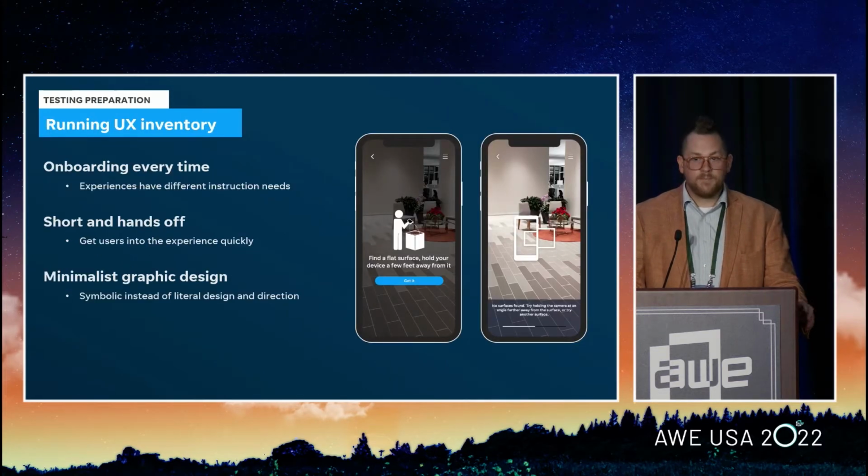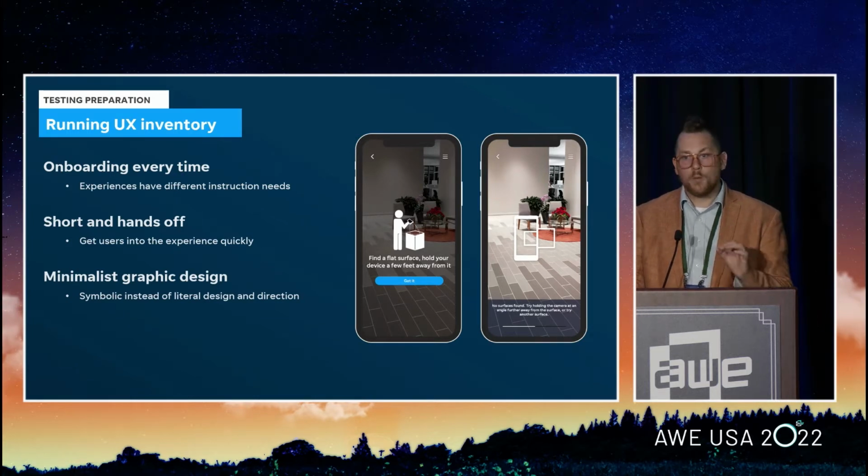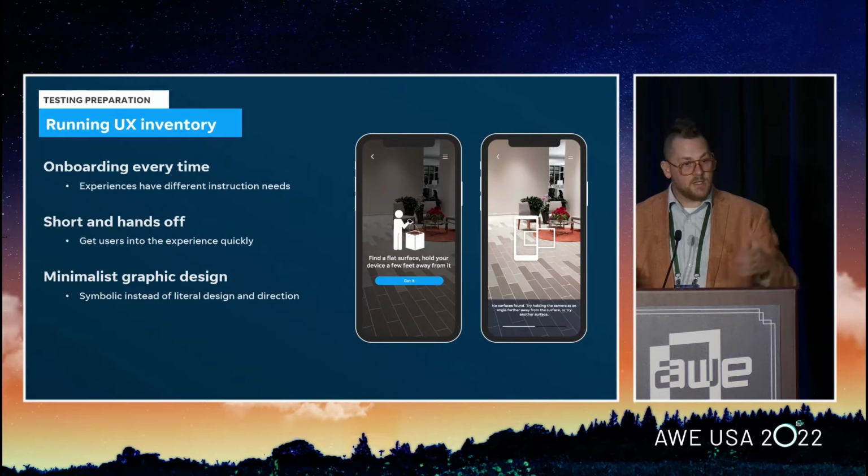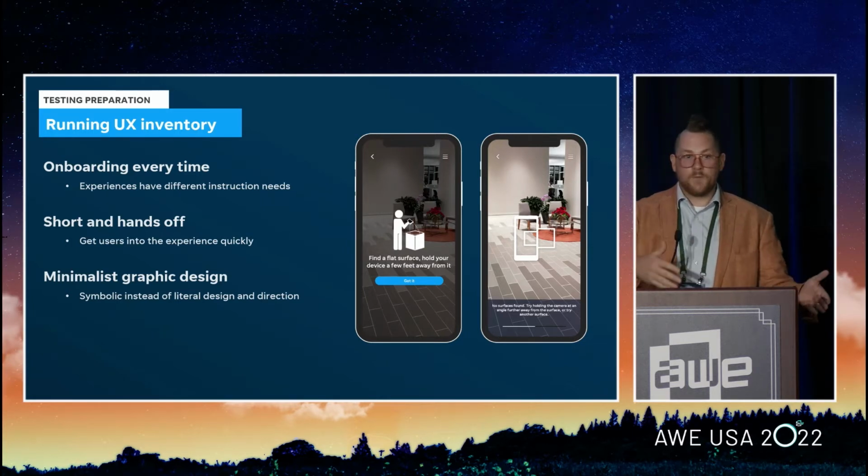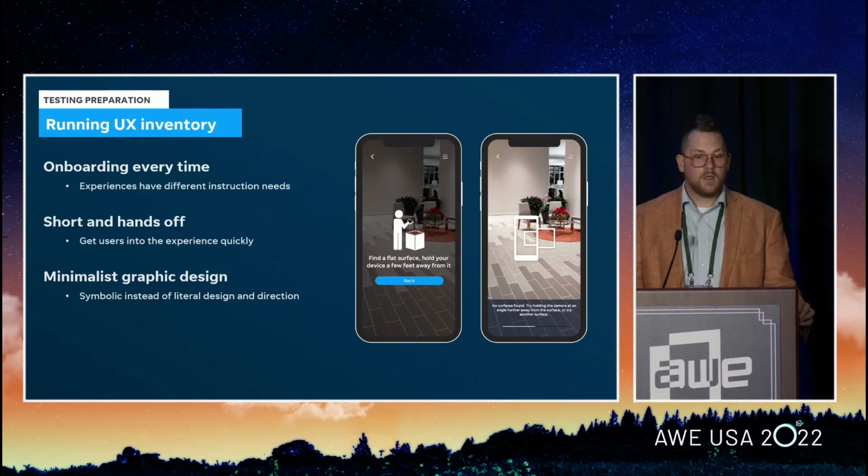So the first thing we did, we had to get moving. So we ran a total UX inventory of what we were doing to try and find out what the core pain points may be and what is important and pertinent to get this going. So we have to do onboarding every single time because AR can have different types of instruction needs. We can use table space, floor space, room space, world space, and all those may need different ways to get the user into a comfortable space to enjoy and interact with AR.